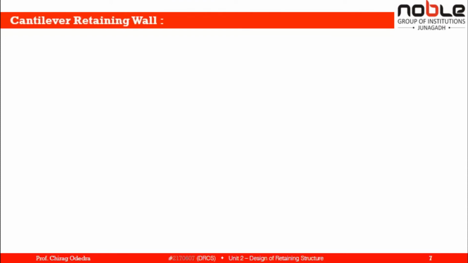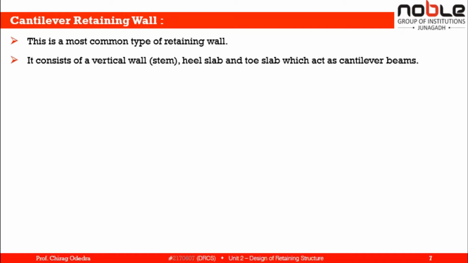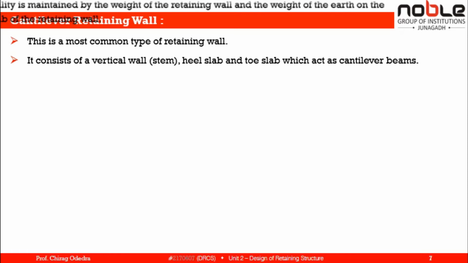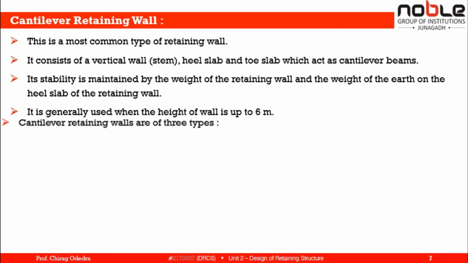Now the next type is the cantilever retaining wall. This is the most common type of retaining wall which we are seeing in our surroundings. This cantilever retaining wall consists of a vertical wall, that is the stem, heel slab and toe slab, which acts as a cantilever beam, and its stability is maintained by the weight of the retaining wall itself plus the weight of the earth on the heel slab of the retaining wall. It is generally used when the height of the wall is about 6 meter.